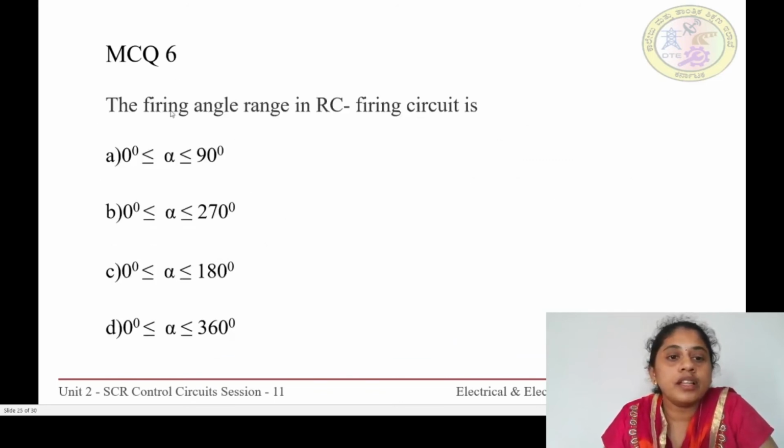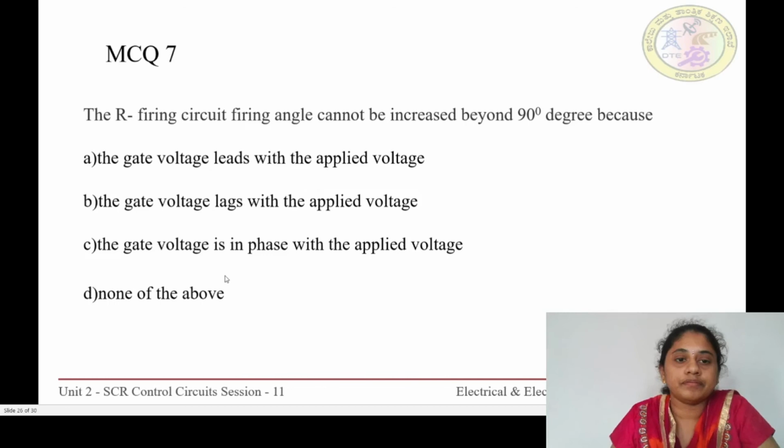The next question: the firing angle range in RC firing circuit is, yes, I hope you guessed, it is answer C, that is alpha, the range is 0 to 180 degrees.